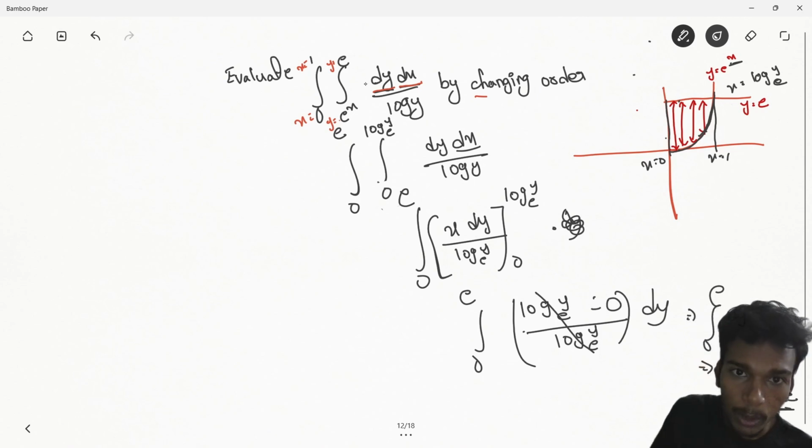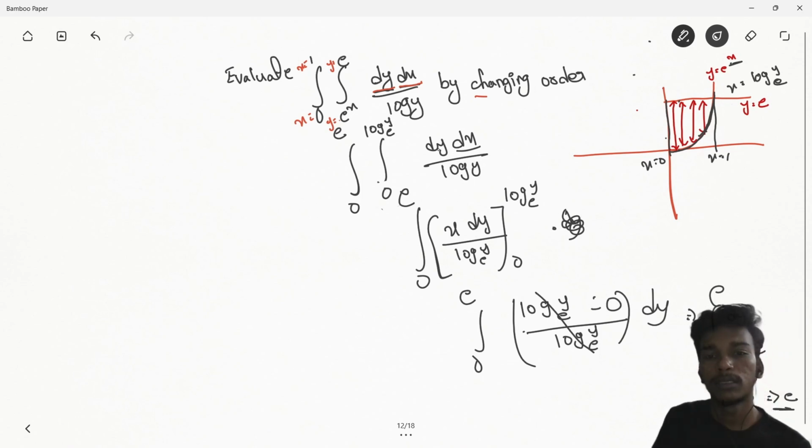See, we are evaluating this complex function easily by changing the order of integration. That is the power of changing the order of integration. Whenever you get a question regarding changing the order of integration, first try to draw its graph. Then the question is going to be very easy. That's one of my suggestions to you.